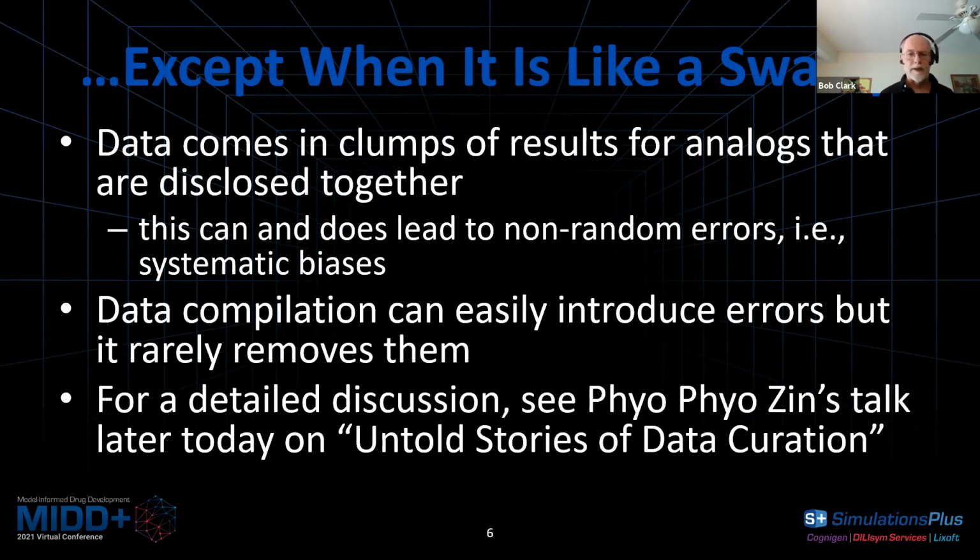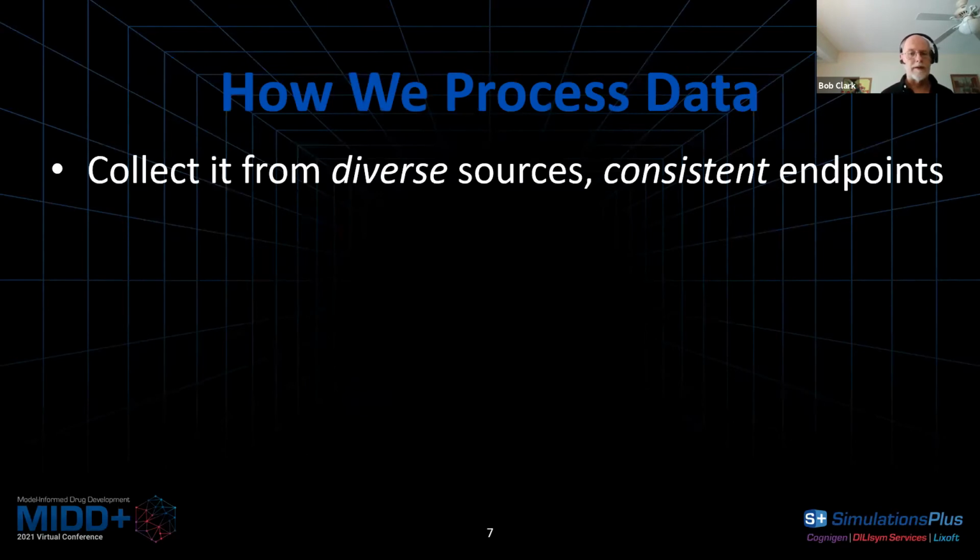Now, how do we process the data? We collect it from diverse sources with consistent endpoints. Here we have to strike a balance between diversity and consistency. Academics and many in industry have the luxury of choosing artificially but arbitrarily uniform assay conditions. We don't have that luxury. Our models have to be as broadly applicable as possible while still being robust, because the people who want to use them and the conditions in which they want to apply them range across quite a range of conditions.